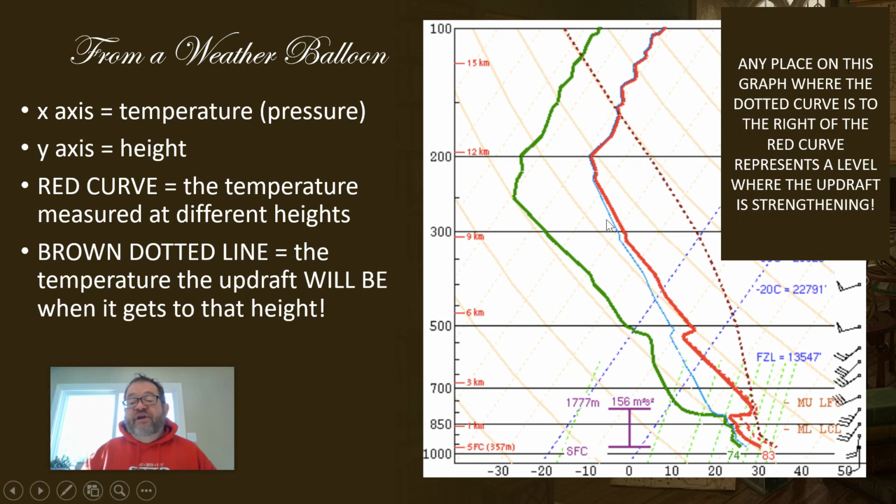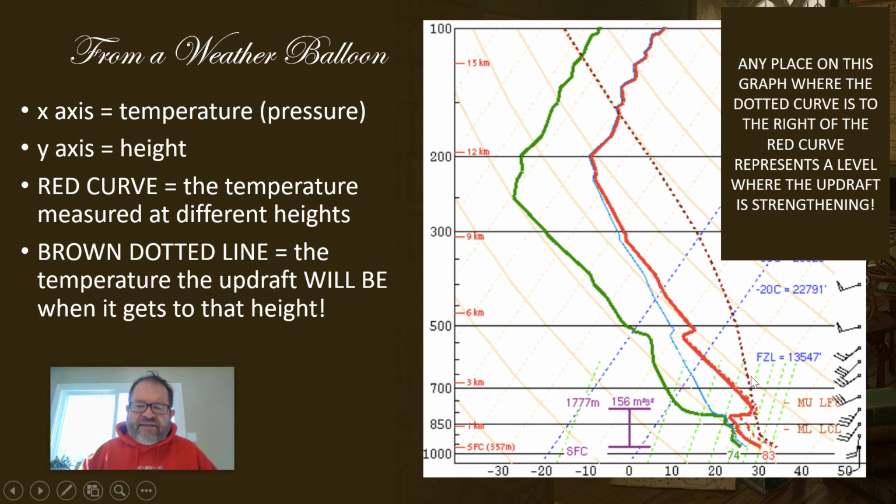In places where the separation between the red curve and the dotted line is far, that air is much warmer. The air in the updraft is much warmer than the air around it. It's experiencing a lot of buoyancy. Whereas a place where they're close, like down here around 3 kilometers, the air in the updraft is warmer than the air around it, but not a lot. It's not experiencing very much acceleration upward. It's already moving up. I mean, that's why it's an updraft, but it's not experiencing much acceleration to make it go faster than it was before.